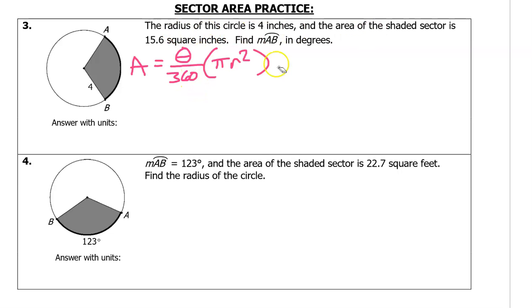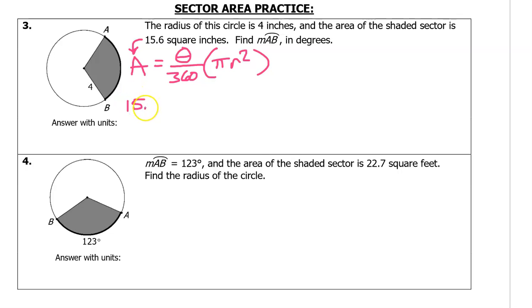So it's just a matter of looking through the problem, figuring out which of these three variables we are given. Hopefully we are given 2 out of the 3. The radius of this circle is 4. So we know that r is 4. What else? The area of the shaded sector is 15.6 square inches. All right, so we are given the radius, but we are also given the sector area. So let's substitute both of those things in.